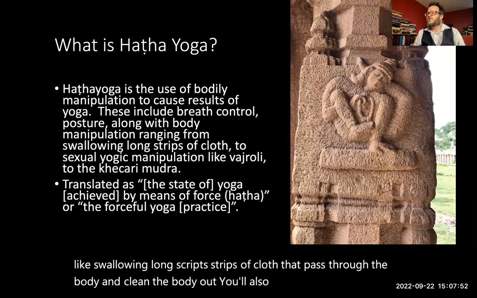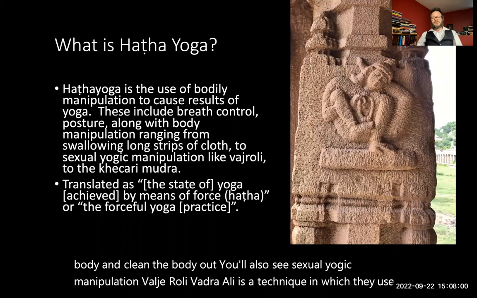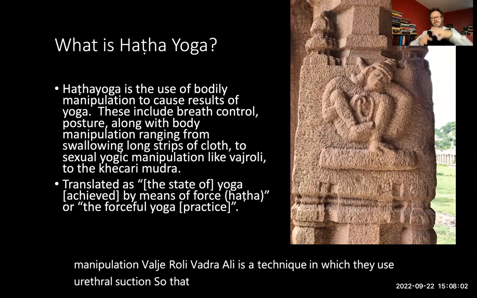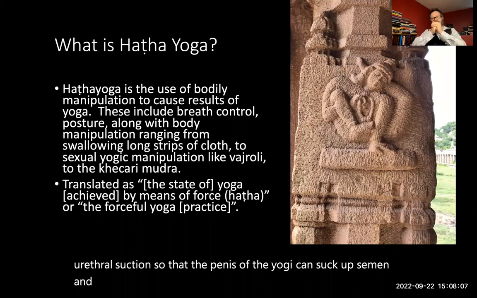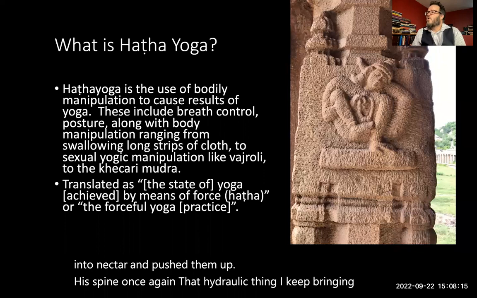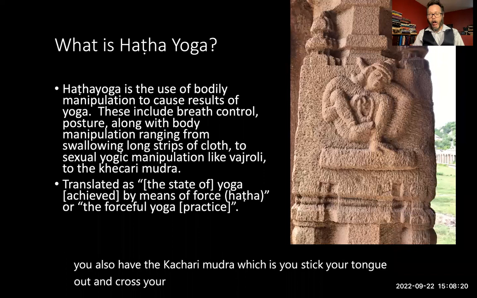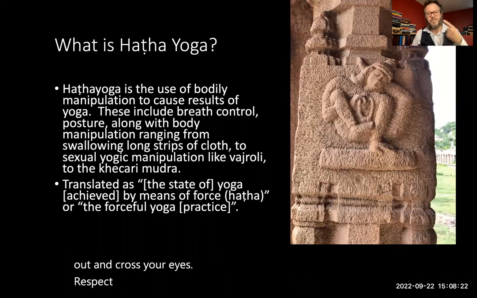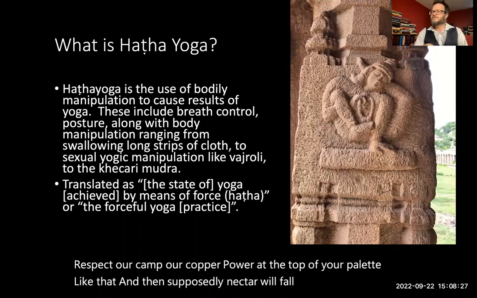You'll also see sexual yogic manipulation like Vajroli. Vajroli is a technique in which they use urethral suction so that the penis of the yogi can actually suck up semen and commingled sexual fluids from his consort, transform them into nectar, and push them up his spine, once again, that hydraulic thing I keep bringing up. Or you also have the Kachari mudra, where you stick your tongue up at the top of your palate, and then supposedly nectar will fall down. There's all sorts of writing on this stuff.